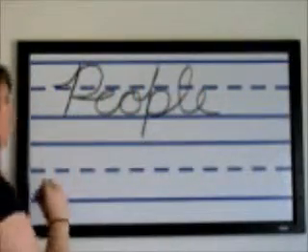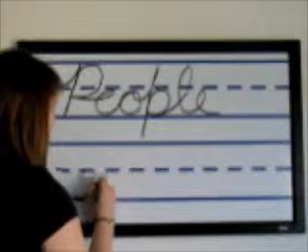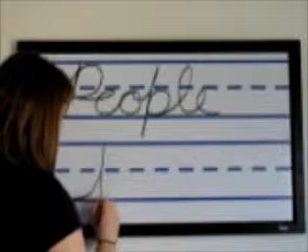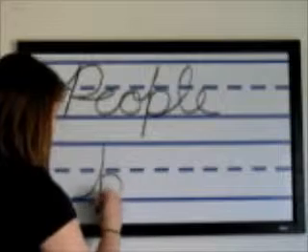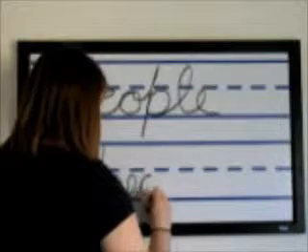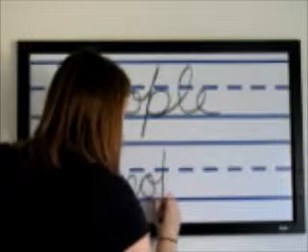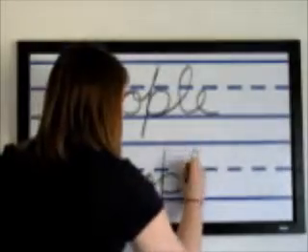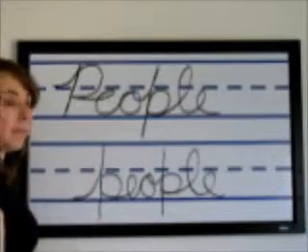Now let's do it with a lowercase p here. Remember, start off at the bottom, up to the top, back down. At the bottom line, you're going to go past the bottom, retrace back up to the middle, and around into your E, your O, another P, so back up to the top, down to the bottom line, past the bottom line, to the middle, L, and an E. There you go. Now the word people.